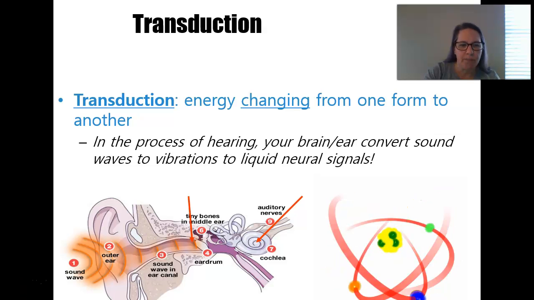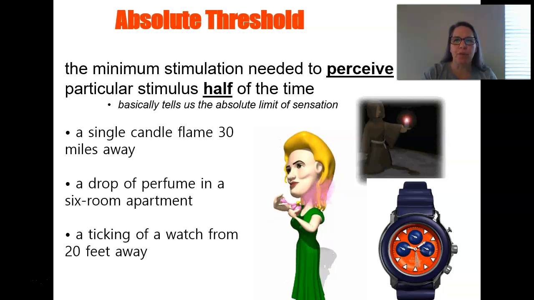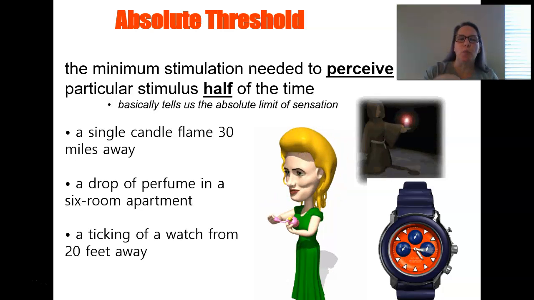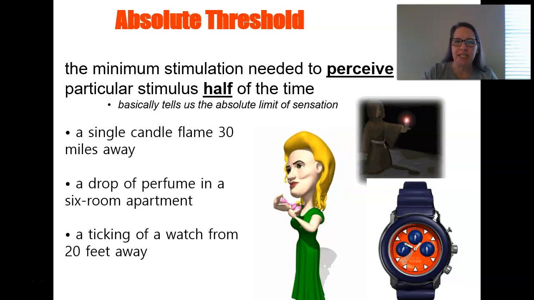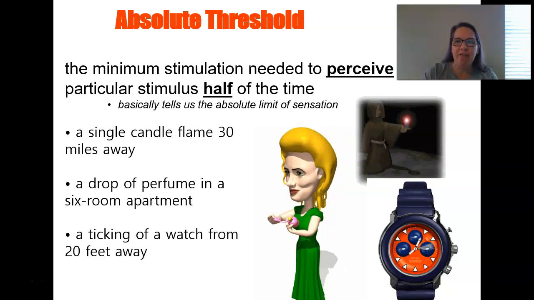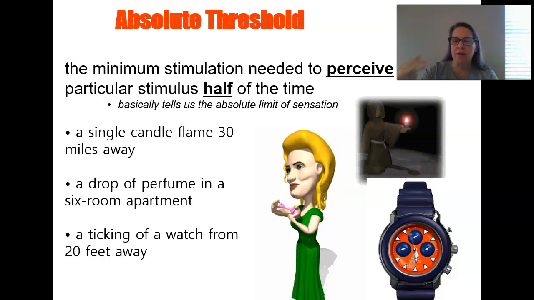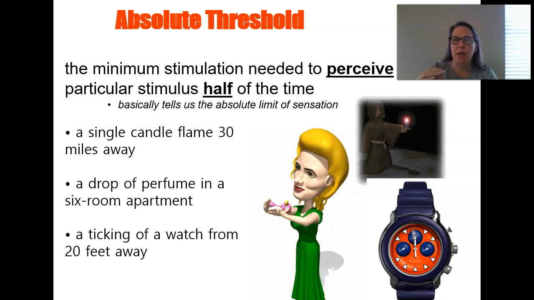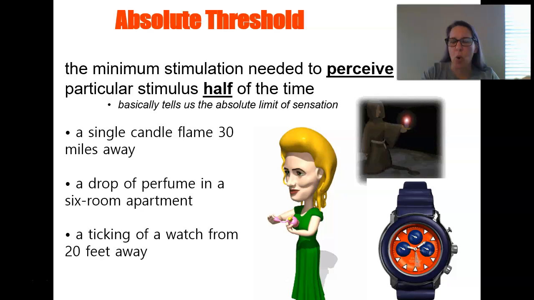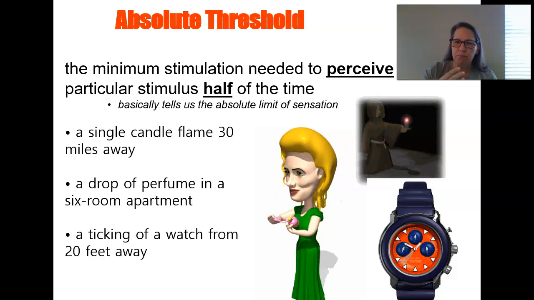It's pretty cool, actually. All right, absolute threshold. So absolute threshold is the absolute minimum stimulation that is needed for you to be able to perceive a stimulus half of the time. Okay, so what this tells us is the limit of our sensation. And this is based on the population, like human beings as a whole. So it could be different individually for each person.